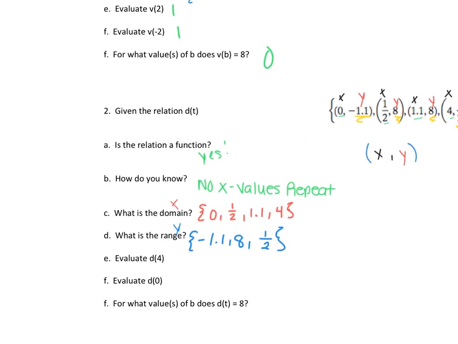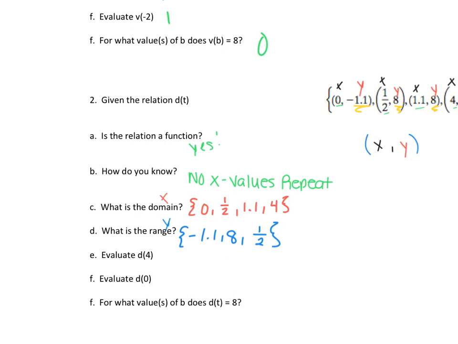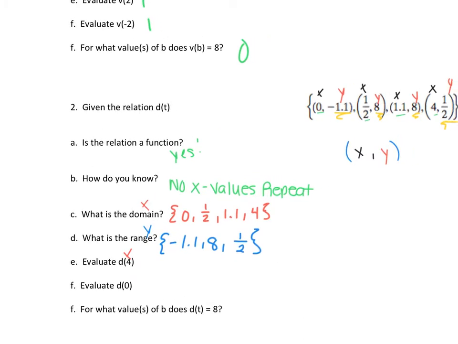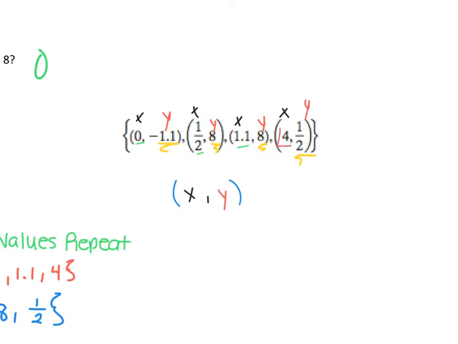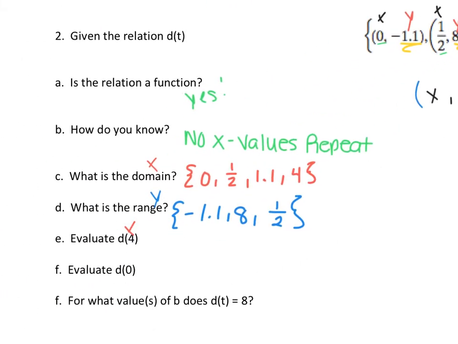Now, we want to evaluate d of 4. What that means is my x value is 4, so I want to find out what my y value is. So if I want to plug in 4, I go to my 4, and I get a 1/2.